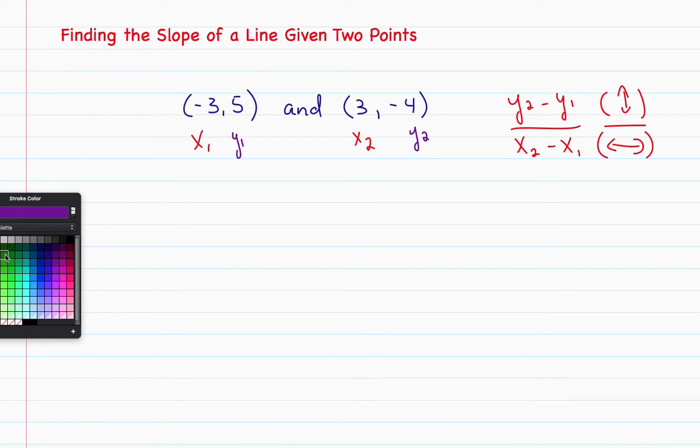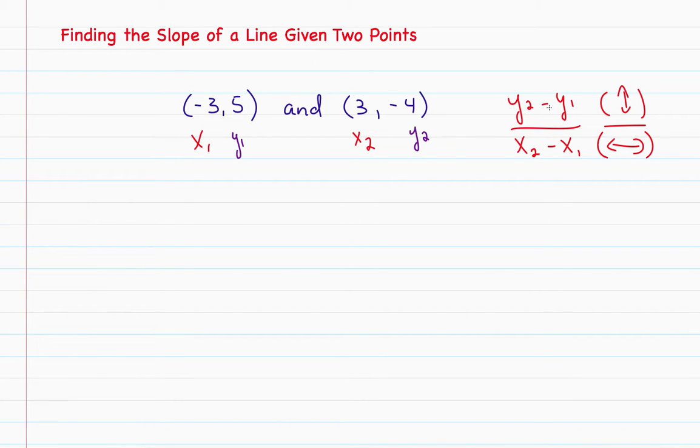For the numerator, let's do y2 minus y1. So y2 is negative 4, so negative 4 minus y1, which is 5. So we've set the numerator up. Let's set the denominator up. We have to do x2, which is 3, minus x1, which is negative 3.